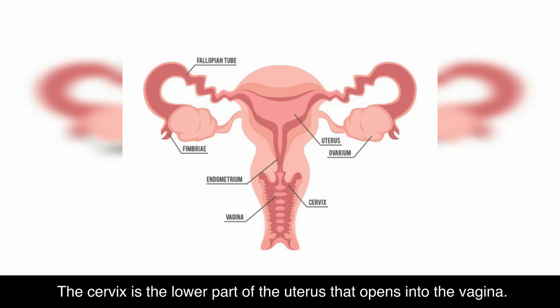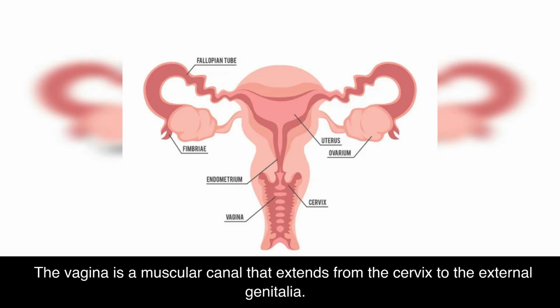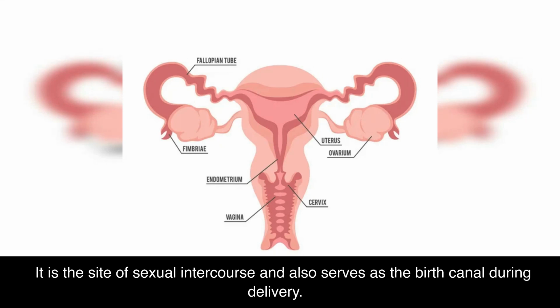The cervix is the lower part of the uterus that opens into the vagina. It contains a small opening called the cervical os, which allows menstrual blood to flow out of the uterus and sperm to enter during intercourse. The vagina is a muscular canal that extends from the cervix to the external genitalia. It is the site of sexual intercourse and also serves as the birth canal during delivery.